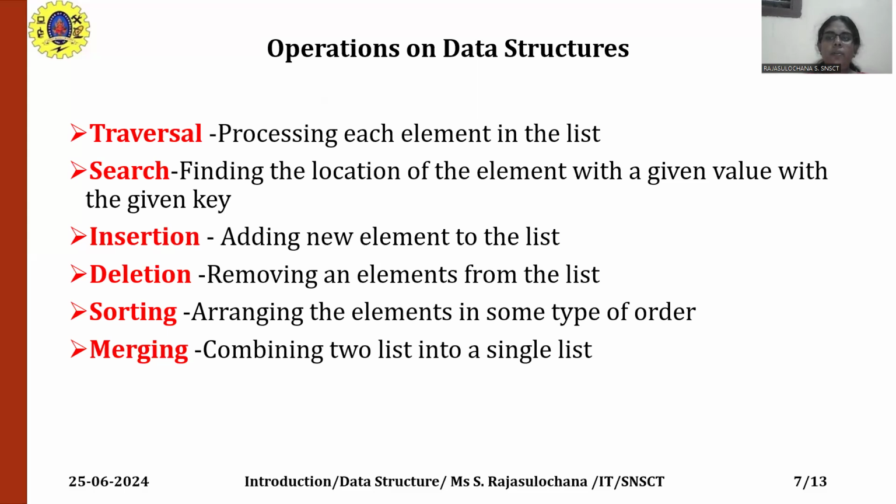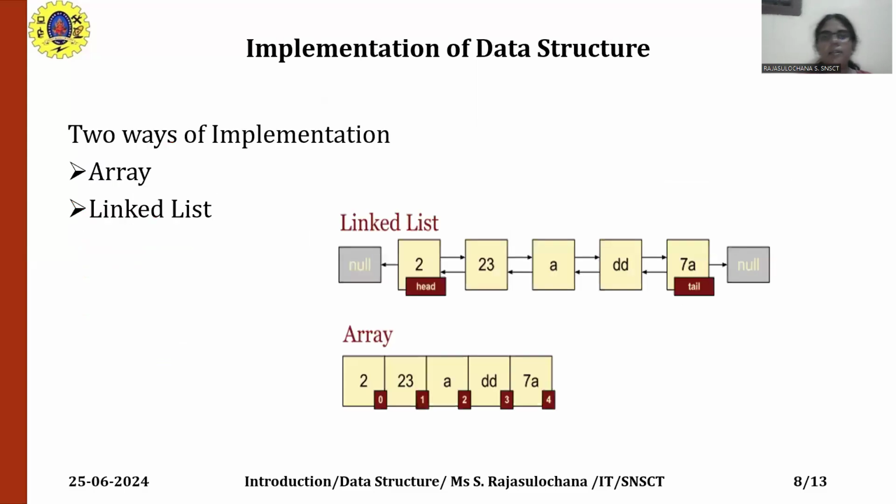We have one different operation like sorting. Probably you should be aware of this too. Sorting is about arranging the elements in some type of order. By order we mean the elements can be arranged in ascending order, or in descending order. The last operation on data structure is merging. Merging is combining, as the name indicates, two lists into a single list.